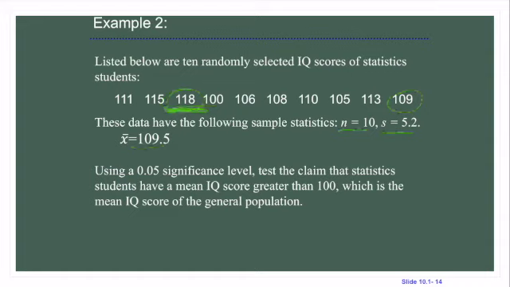My null hypothesis is that my mean is 100, so there's no difference from the claimed value. My alternate hypothesis is that my mean is greater than 100. That makes this a right-tailed test.